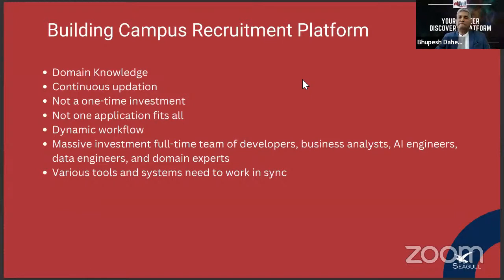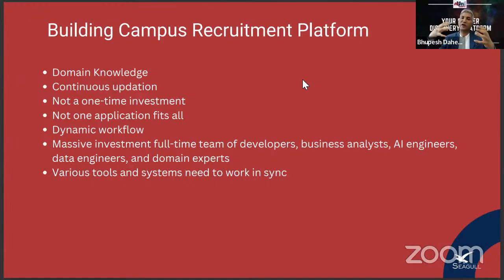Now, what are the challenges in building a campus recruitment platform, whether it is for colleges or for companies? Let me spell out a couple of challenges. Number one, you need to have domain knowledge, and not only on one side but the other side as well. So domain on the side of the talent acquisition team, campus recruitment team, early career hire team, and on the other side, the university side. So you need very complex domain knowledge.